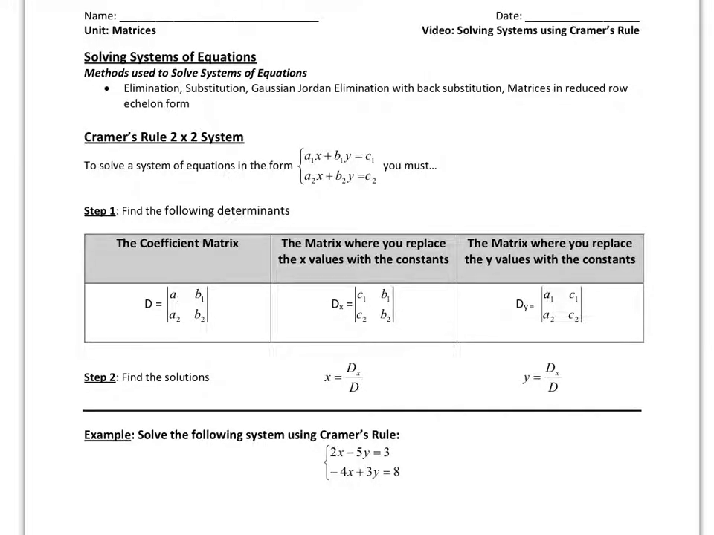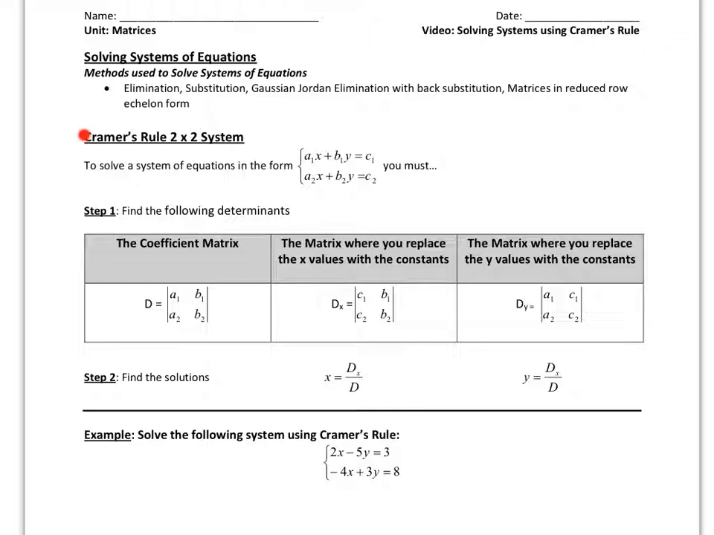Hi everyone, in today's lesson we're going to learn how to solve systems of equations using Cramer's Rule. We've already learned elimination, substitution, Gauss-Jordan elimination with back substitution, and with matrices in reduced row echelon form. The last and final way to solve systems of equations is using Cramer's Rule.